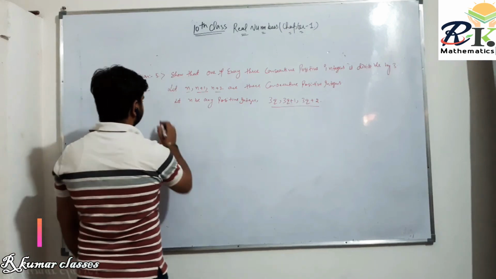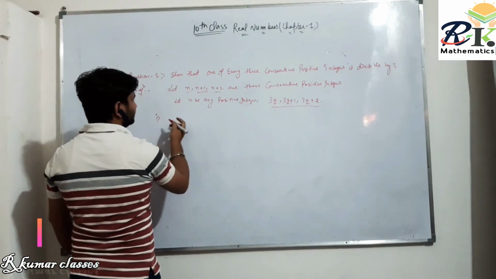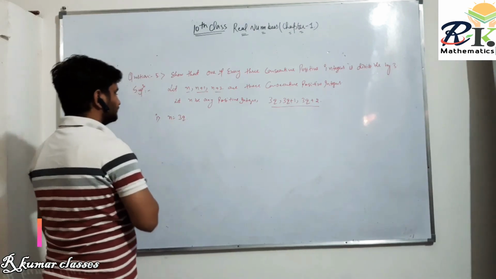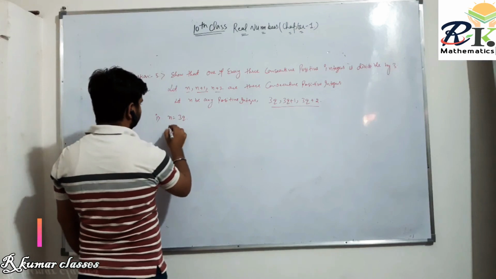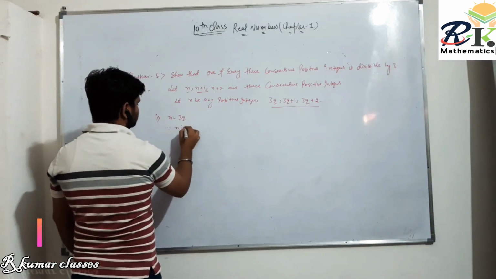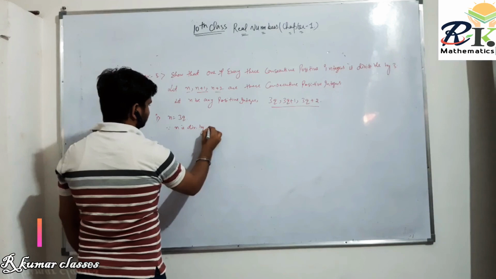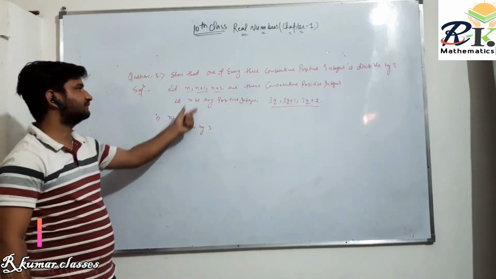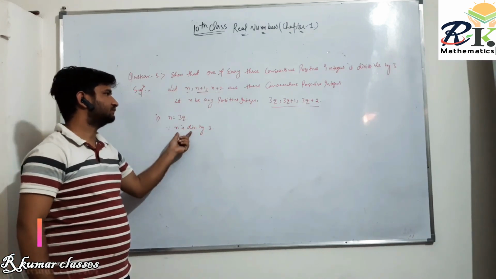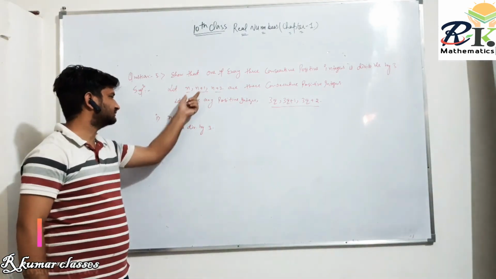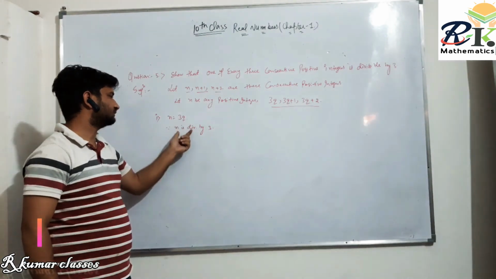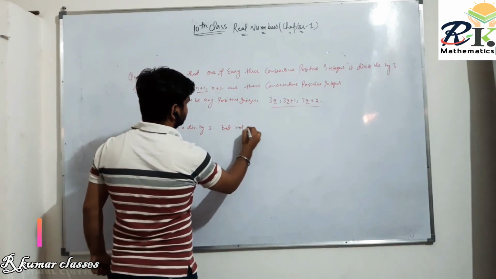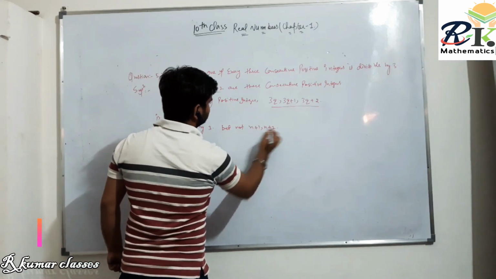So in case 1, if we take n is equal to 3q, then in this case n is divisible by 3. At a time only one positive integer among consecutive positive integers is divisible by 3. If we take n is 3q, then n is divisible by 3, but not n plus 1 and n plus 2.